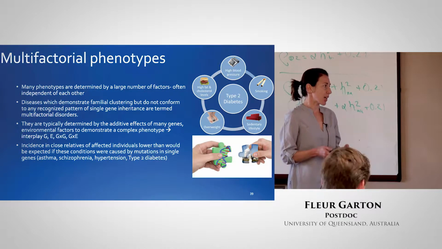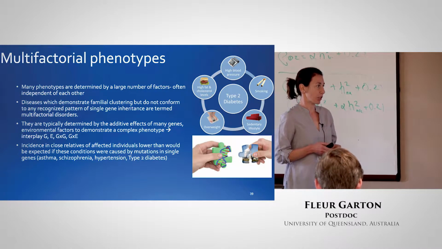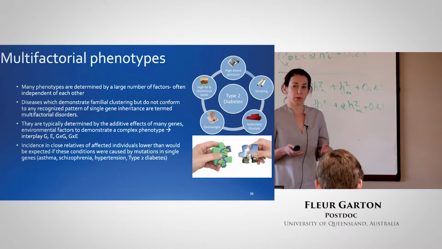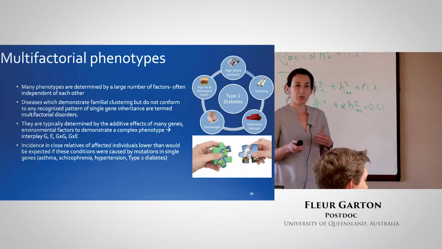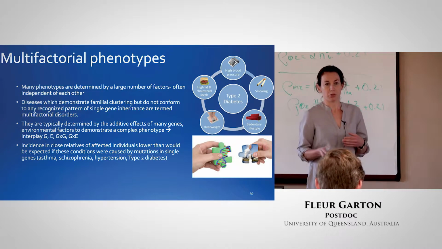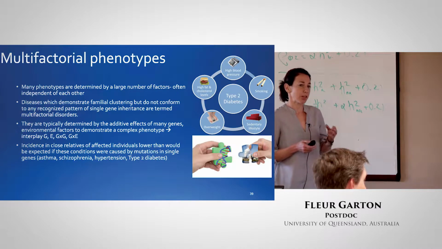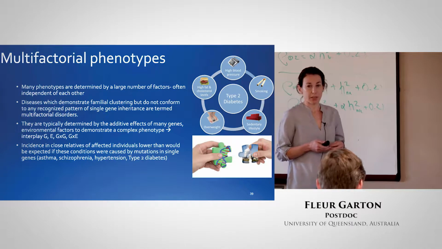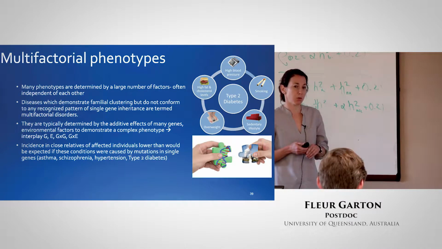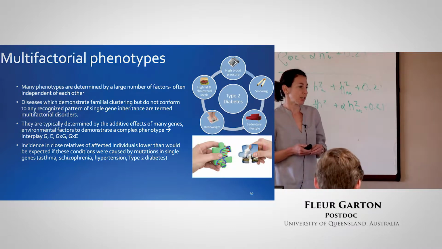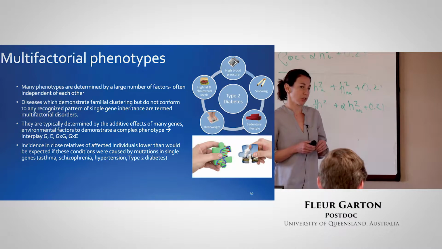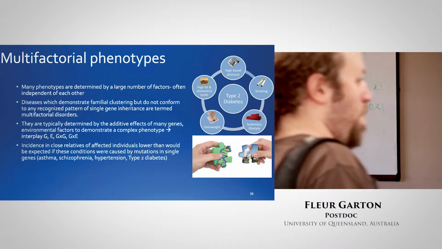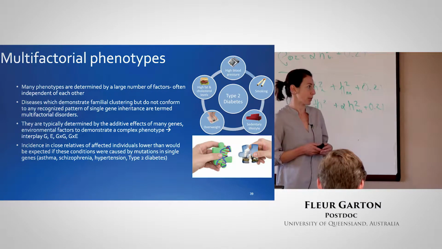An important thing to understand is that incidence in close relatives of affected individuals is actually lower than what you would expect if these were caused by a single mutation. If it's a single mutation in an autosomal recessive or autosomal dominant fashion, you're talking about a 25 or 50% risk of a sibling or a child being affected. But for these multifactorial or complex conditions, the risks to relatives are much lower, but they may still demonstrate familial clustering. And of course, families also share genes, but they also share the environment.